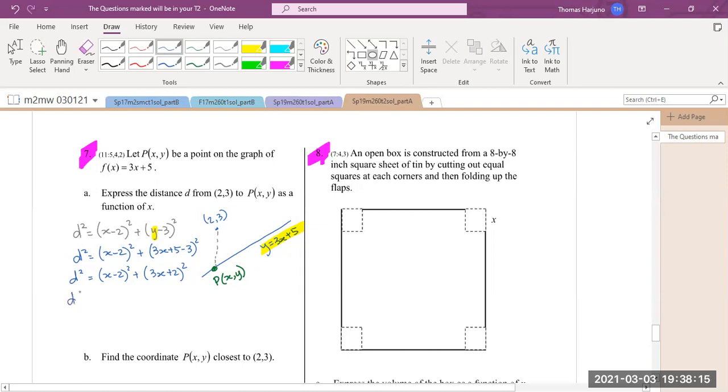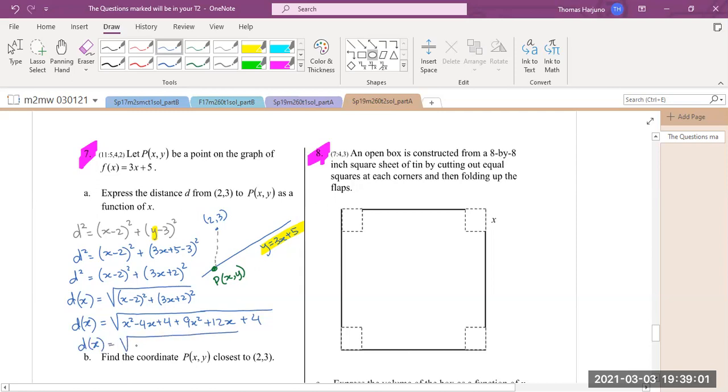Okay, so d now as a function of x is the square root of (x minus 2) squared plus (3x plus 2) squared. Of course, I actually expect you to simplify this, but at least you know this is the line of work. So the distance function of x on that line from (2, 3), let me FOIL that. So d as a function of x will be the square root of 10x squared plus 8x plus 8.